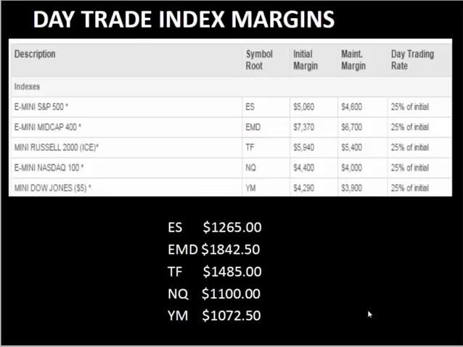Here's your day trade margins at TradeStation, and they adjust by various brokerage firms. Some brokerage firms don't give day trade margins, but as a rule of thumb, if you have $5,000 in an account, you can trade pretty well everything on initial margin. Now I see that the Russell is $5,900 and the mid-cap is $7,370. I would shy away from the mid-cap anyway because of the thinness in the volume there.